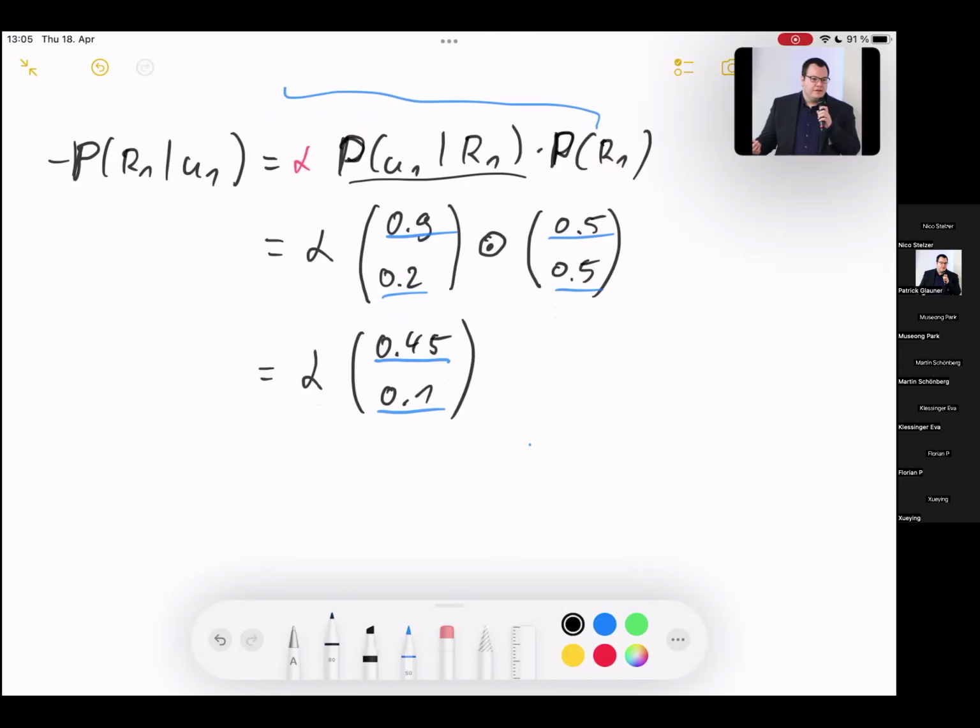And we didn't have to worry about the normalization before, because now normalizing is fairly easy. So we always just put our alpha before, and this will give us some vector of 0.818 and 0.182. So all we have done now is the umbrella came in once.